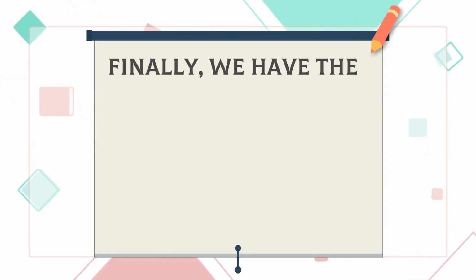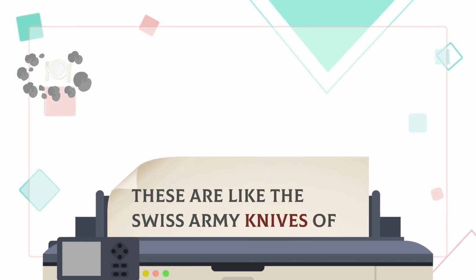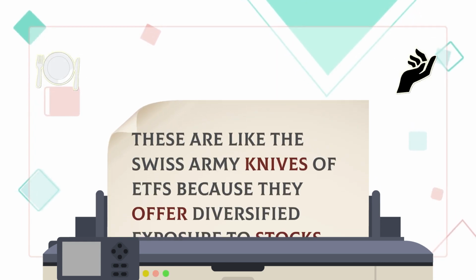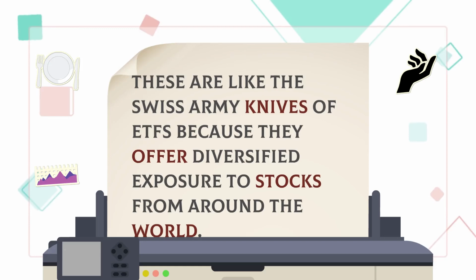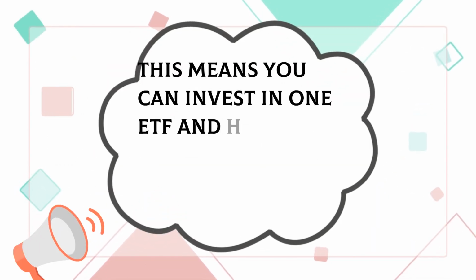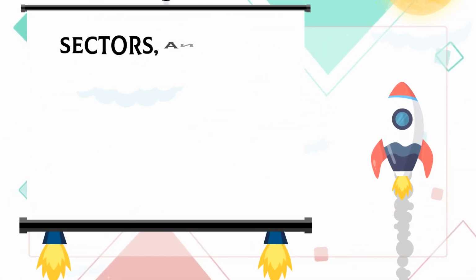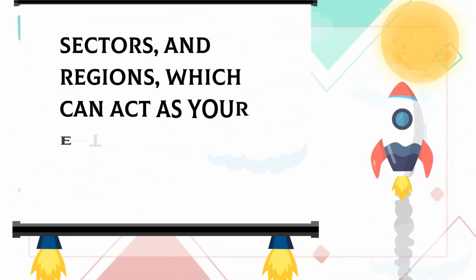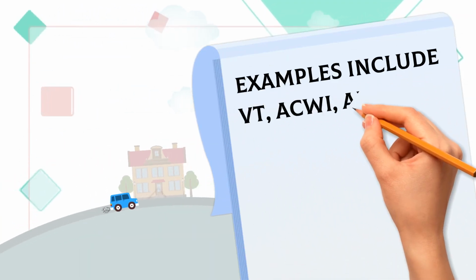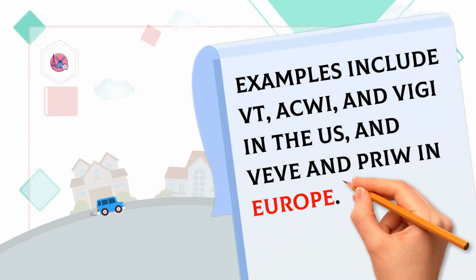Finally, we have the all-in-one ETFs. These are like the Swiss Army knives of ETFs because they offer diversified exposure to stocks from around the world. This means you can invest in one ETF and have instant exposure to various markets, sectors, and regions, which can act as your entire portfolio. Examples include VT, ACWI, and VIGI in the US, and VEVE and PRIW in Europe.